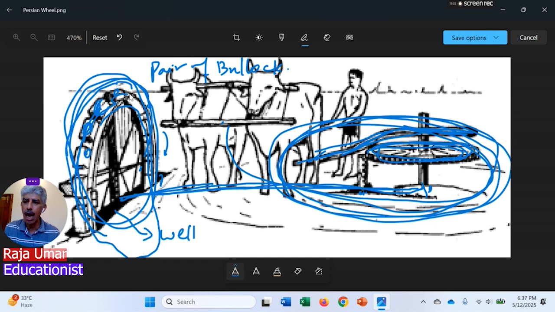and when the wheel rotates, up over here, on the other side of the wheel, there is a structure where the water is poured like this when these buckets get inverted, and then the water is taken to the surrounding fields over here in this side.